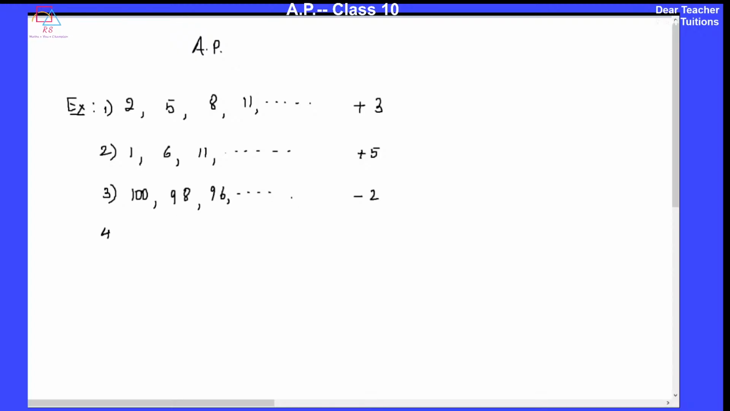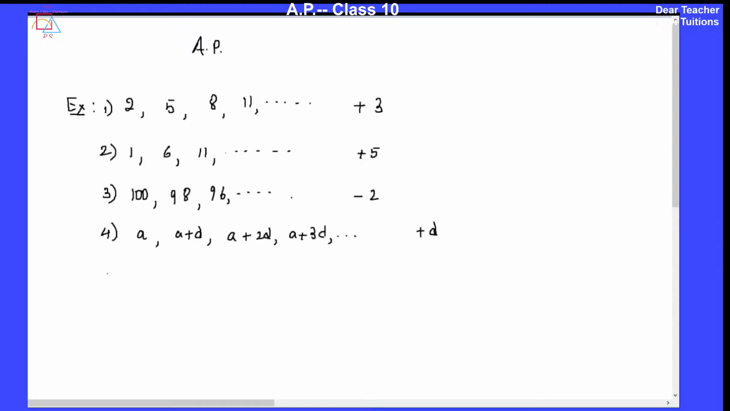I can give you one more example: A, A plus D, I have added D, and I add one more D, A plus 2D, and A plus 3D, and so on. So here it is plus D. Now this is AP. This type of sequence we call an arithmetic progression.